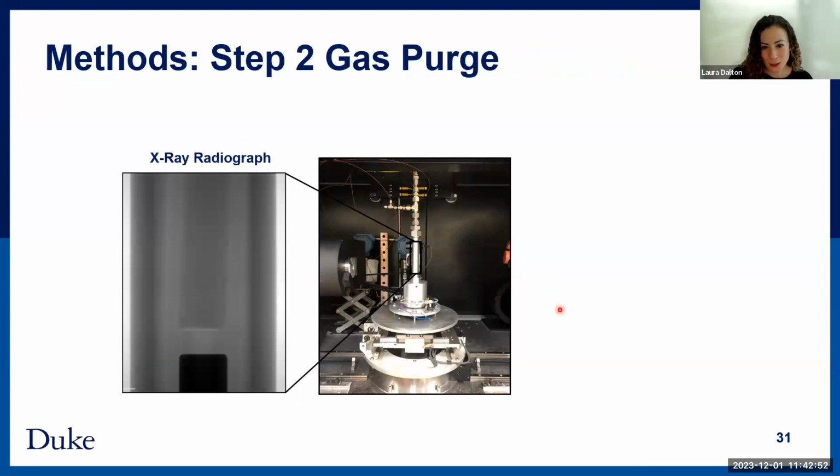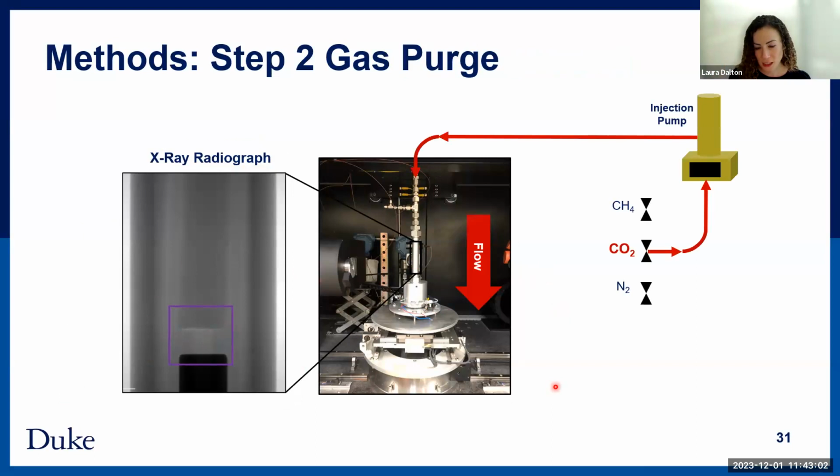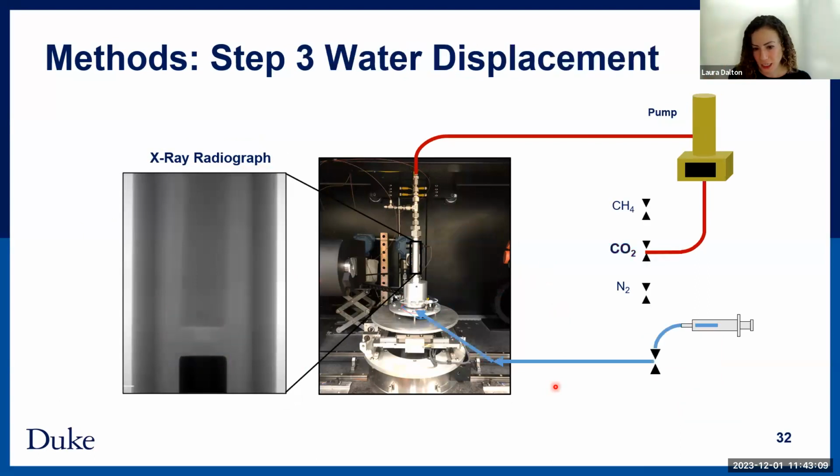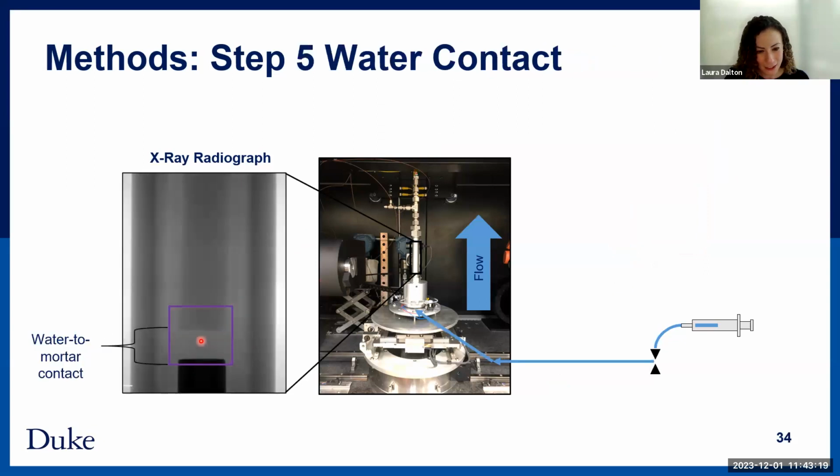So we did the gas purge, and I just want you to pay attention to this area right here, which is much lighter. We injected CO2 for 24 hours, and the same with methane and nitrogen for other samples, and then came in the next day and very carefully injected water into this little spacer below the sample until it came in contact, and then we immediately stopped so that we could start imaging what was happening. It took three people to make this work.